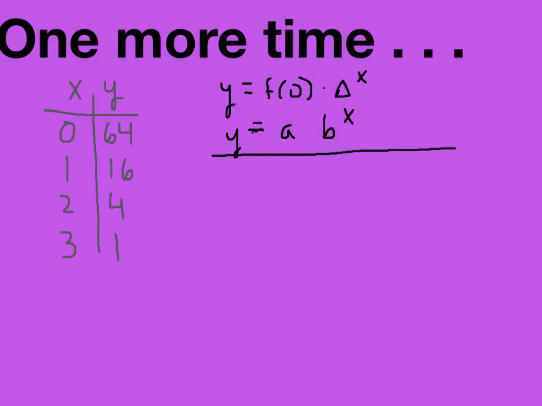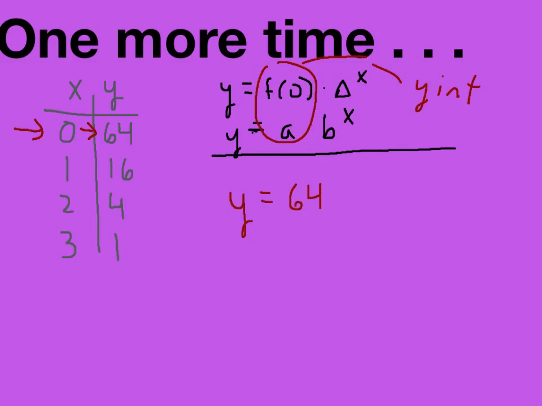Let's do that one more time from a table. Again, we're looking for that y-intercept. Remember that these values here, that's that y-intercept that we look for. So right here, where x is equal to 0, y is equal to 64, and that's our start value. So we have y equals 64.